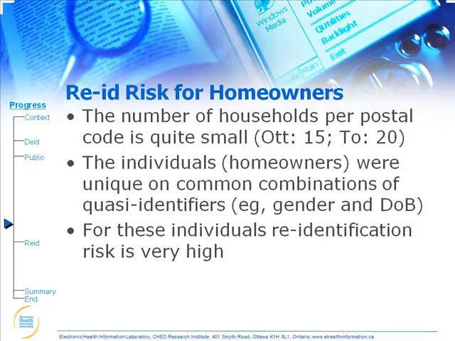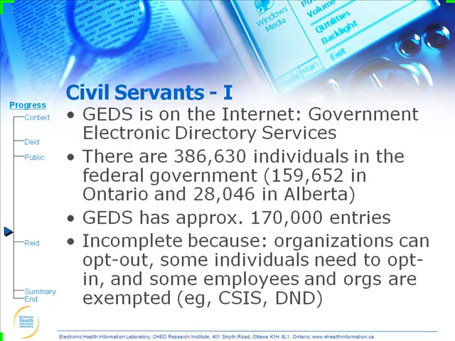And for these individuals, of course, for these homeowners, the re-identification risk is high because you have their basic demographics, and you can use that to re-identify them in databases. Civil servants, so you know that GEDS is on the internet, the Government Electronic Directory Services. The last time we checked this, which was about 2 years ago, there were 386,000 odd individuals in GEDS, which covers the whole country. 386,000 individuals work in the federal government.